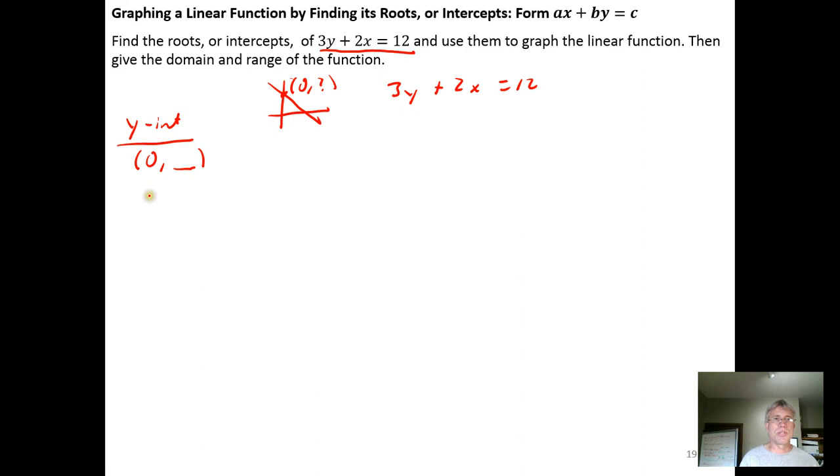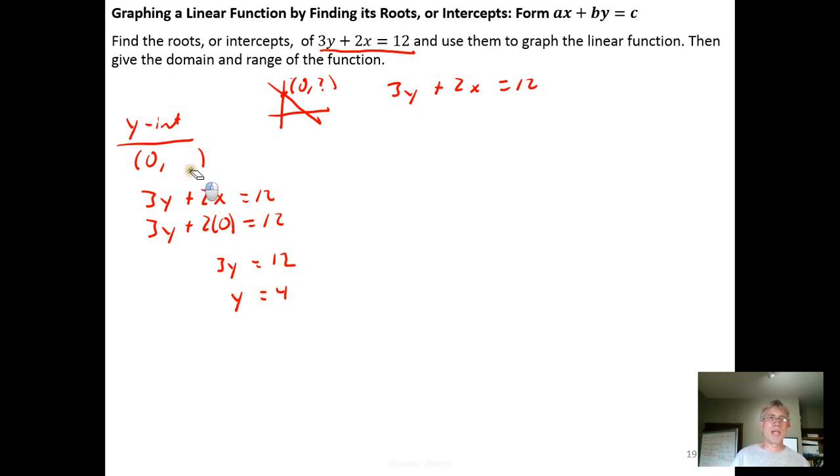So the way that we do this is we take our linear function, 3y plus 2x equals 12, and to find the y-intercept, we just replace the x value with a 0. And then we solve for the variable y to figure out the other number that goes into the ordered pair, or the y-coordinate that needs to go into the ordered pair. So 2 times 0 is 0. We wind up with 3y equals 12. And then we divide both sides by 3 to get y equals 4. So the y-intercept is going to be the ordered pair: when I input x equal to 0, the output is y equal to 4.